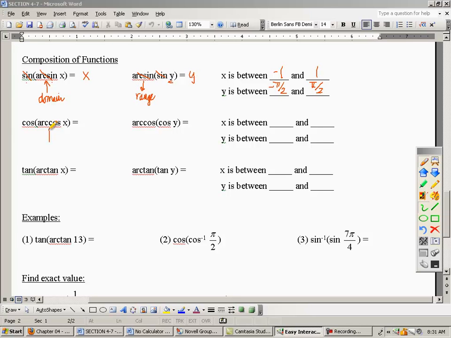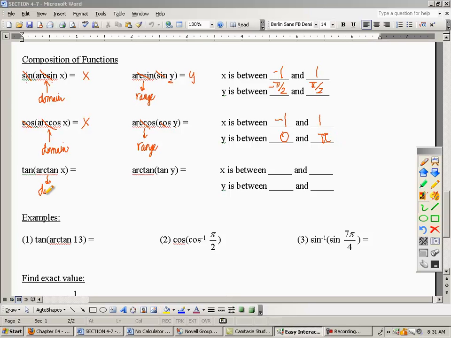Same thing again: this arc cosine is on the inside, so we're talking about the domain. In order for these two to cross out and get a value of x, the domain for the arc cosine has to be between negative 1 and 1. In this case, because the arc cosine is on the outside, we're looking at the range. So the y value here has to be within the range of the arc cosine in order to cancel these out. The range of the arc cosine is in quadrants 1 and 2, so between 0 and pi. I'm going to show you how this relates to some of the ones below, but I just want to give you this idea.